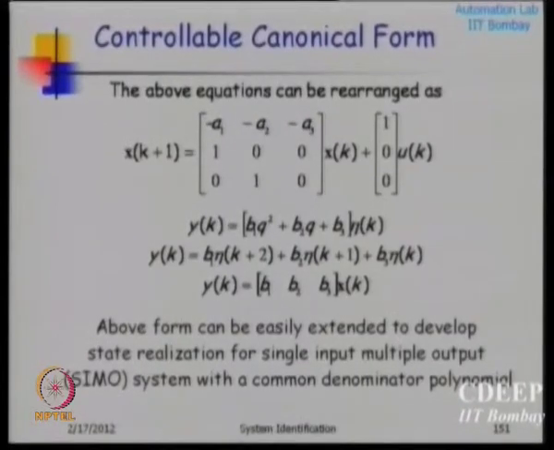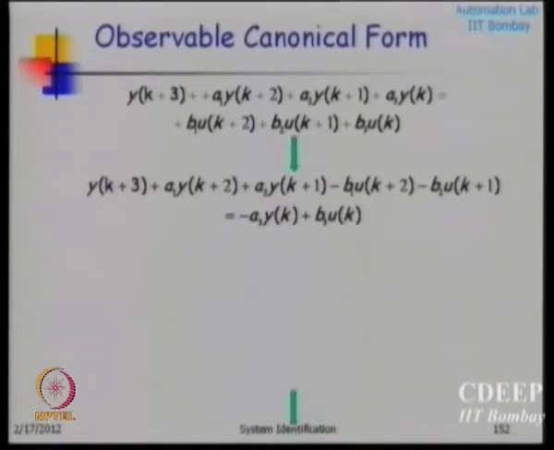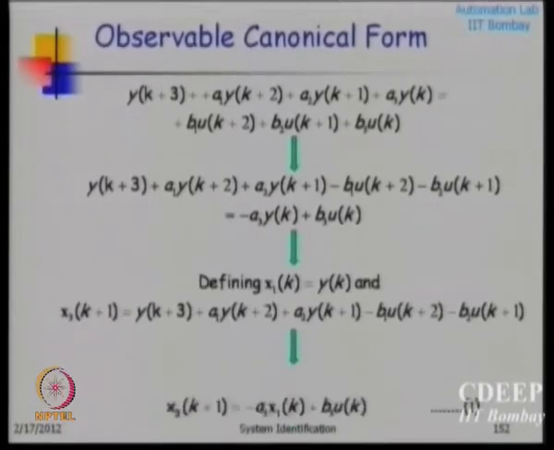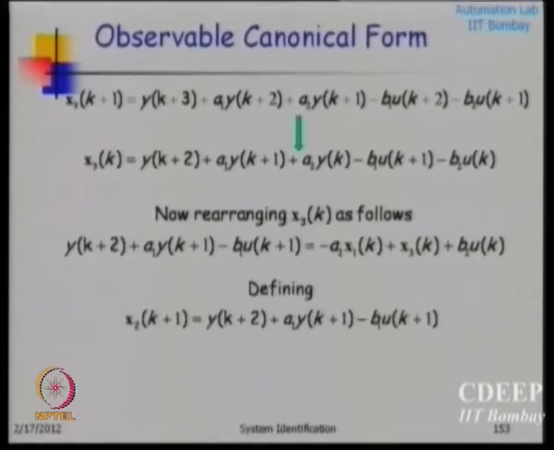The next one, I want you to go back and read and tell me if there is an error. There is another form called the observable canonical form. The derivation is a little more complex. Just go back and read this derivation. There is nothing fundamentally difficult to understand. It's algebra to get another way of state realization. I have explained the steps here. I will get this. I am just going through it very, very quickly.